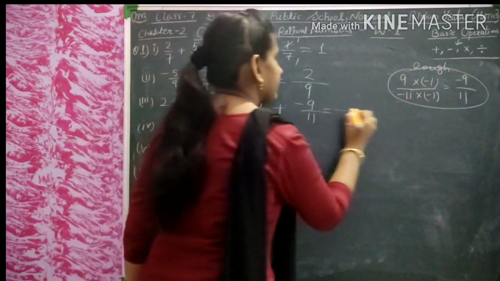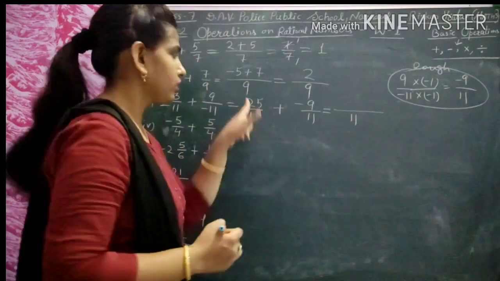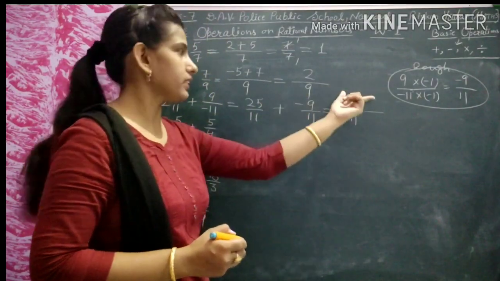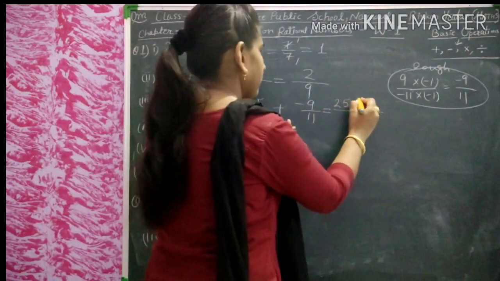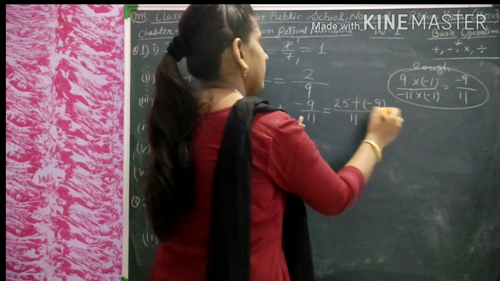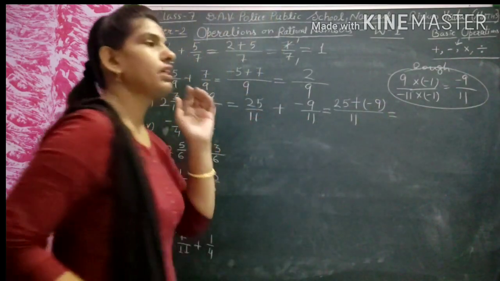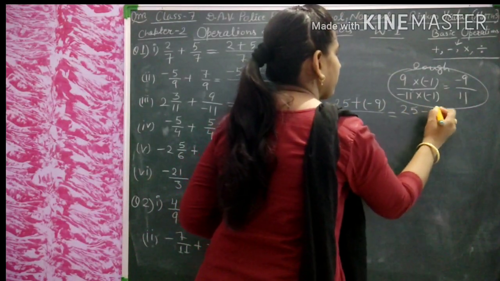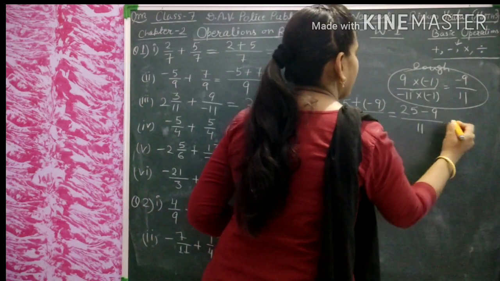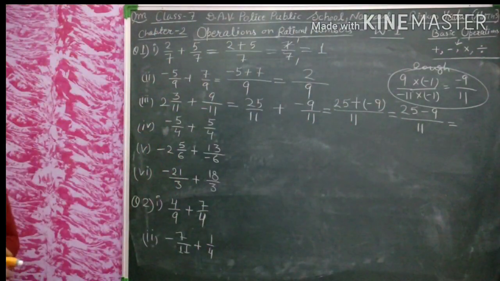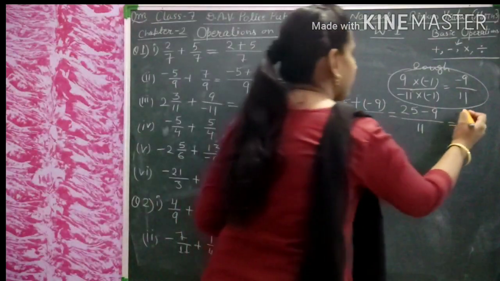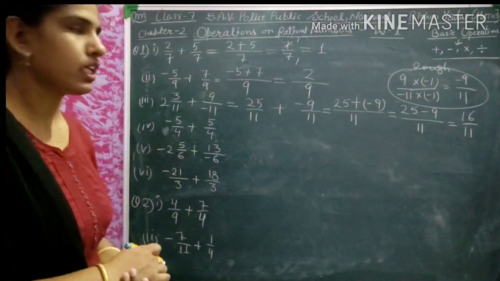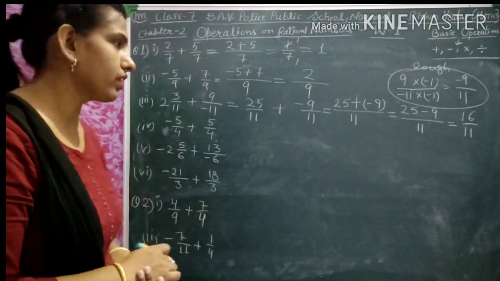Now taking the LCM here, this is 11, and 25. If the denominators are the same, then we add the numerators as they are, 25 plus minus 9. Plus and minus multiplied gives minus, so 25 minus 9 divided by 11. It becomes 16 divided by 11. Is it clear? That is 16 by 11.